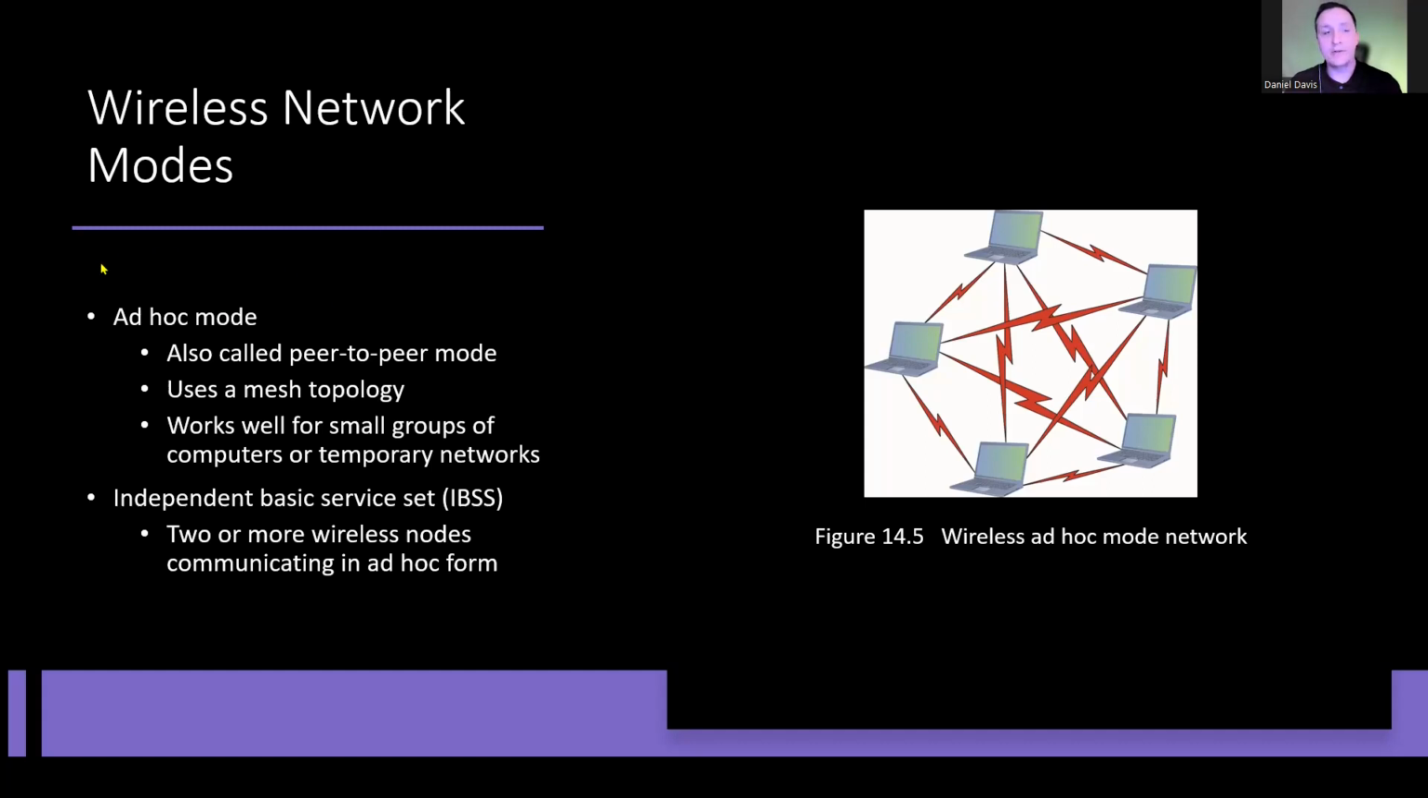Wireless network modes. We're going to talk about two main types. Ad hoc mode, also called peer-to-peer mode, uses a mesh topology and works well for small groups of computers or temporary networks. Here's a diagram showing an ad hoc mode type network. We see it's kind of a mesh topology there.